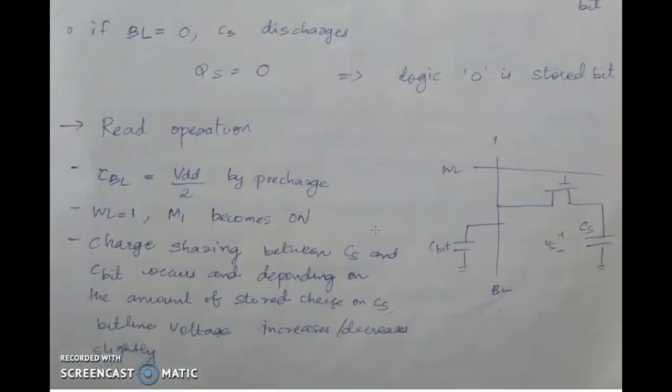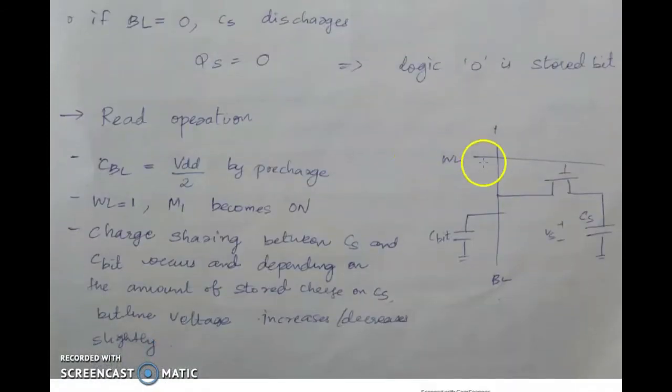Next is read operation. For read operation, we need to pre-charge the capacitance that is connected to the bit lines. Actually, this is a parasitic capacitance, usually called column capacitance. This column capacitance is pre-charged to VDD by 2, and for read operation, we need to activate the word line, that is, word line is 1 and transistor M1 is on. So when M1 is on, the voltage across C bit is VDD by 2.